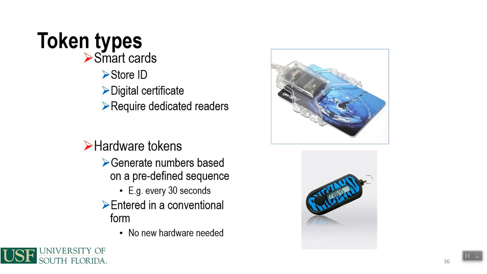So some token types that are out there are store IDs, digital certificates, dedicated readers. They're hardware tokens, so these generate numbers based on a predefined sequence every 30 seconds and so on, and entered in a conventional form. There's no new hardware needed. And I remember my mom actually used to use these types of tokens, where she would use one of these hardware tokens that would generate a passcode every 30 minutes or so, and she would use that passcode as input or as a password into a site.